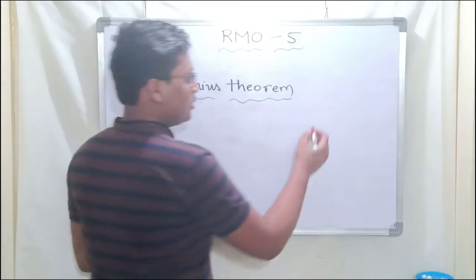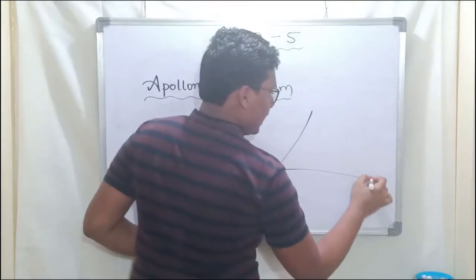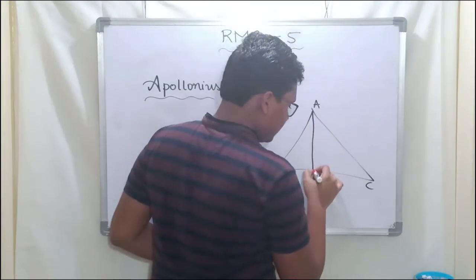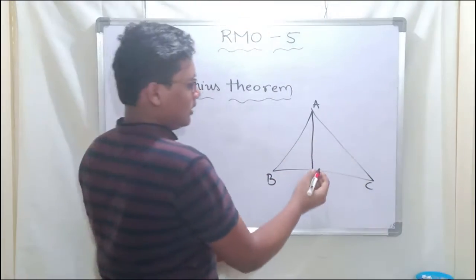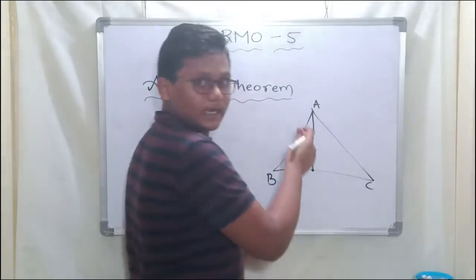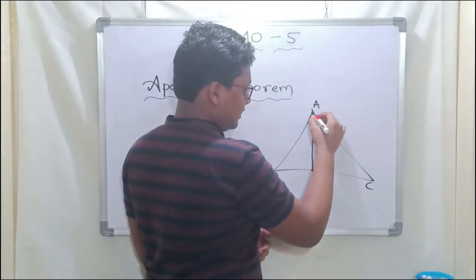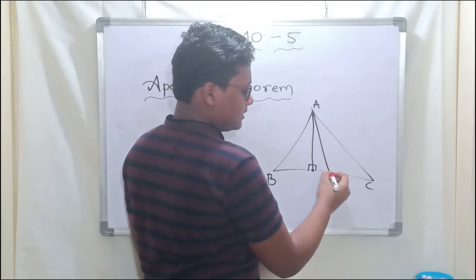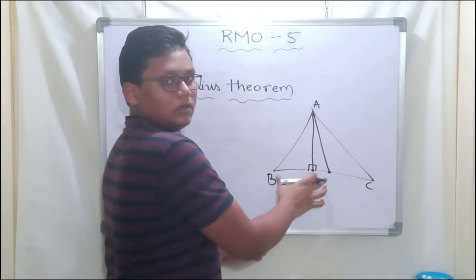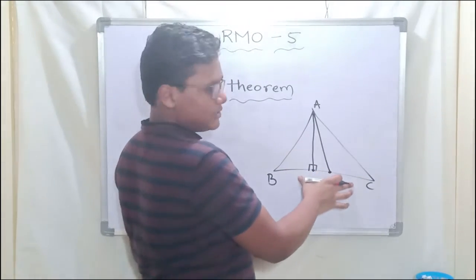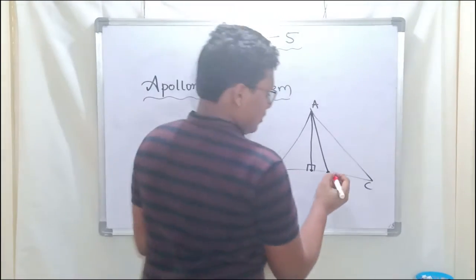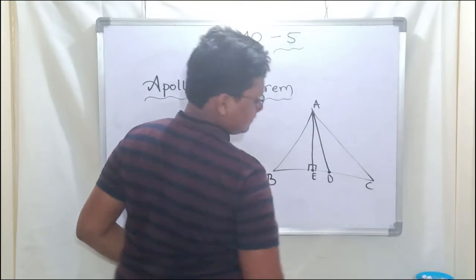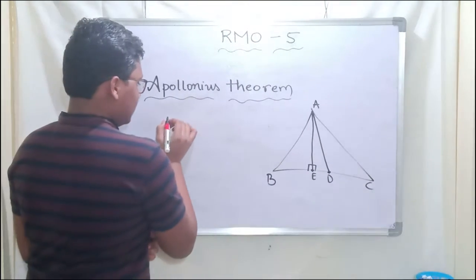Now, Apollonius theorem. If we take a triangle ABC, it has a height h, and it has a median. This is the perpendicular distance, and this is the median, which divides BC equally into two equal parts. We will take this point as D and this as E. We need to prove that.